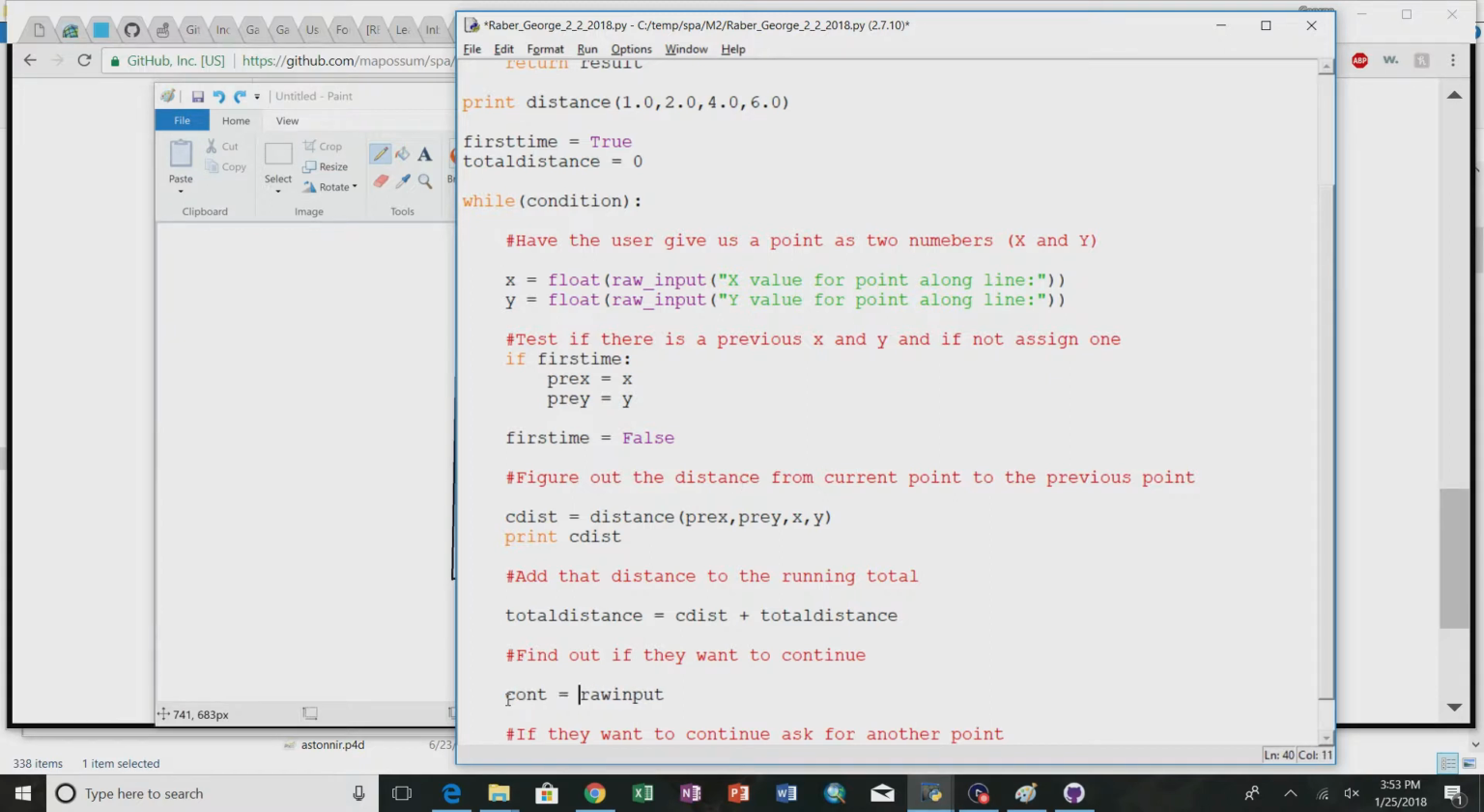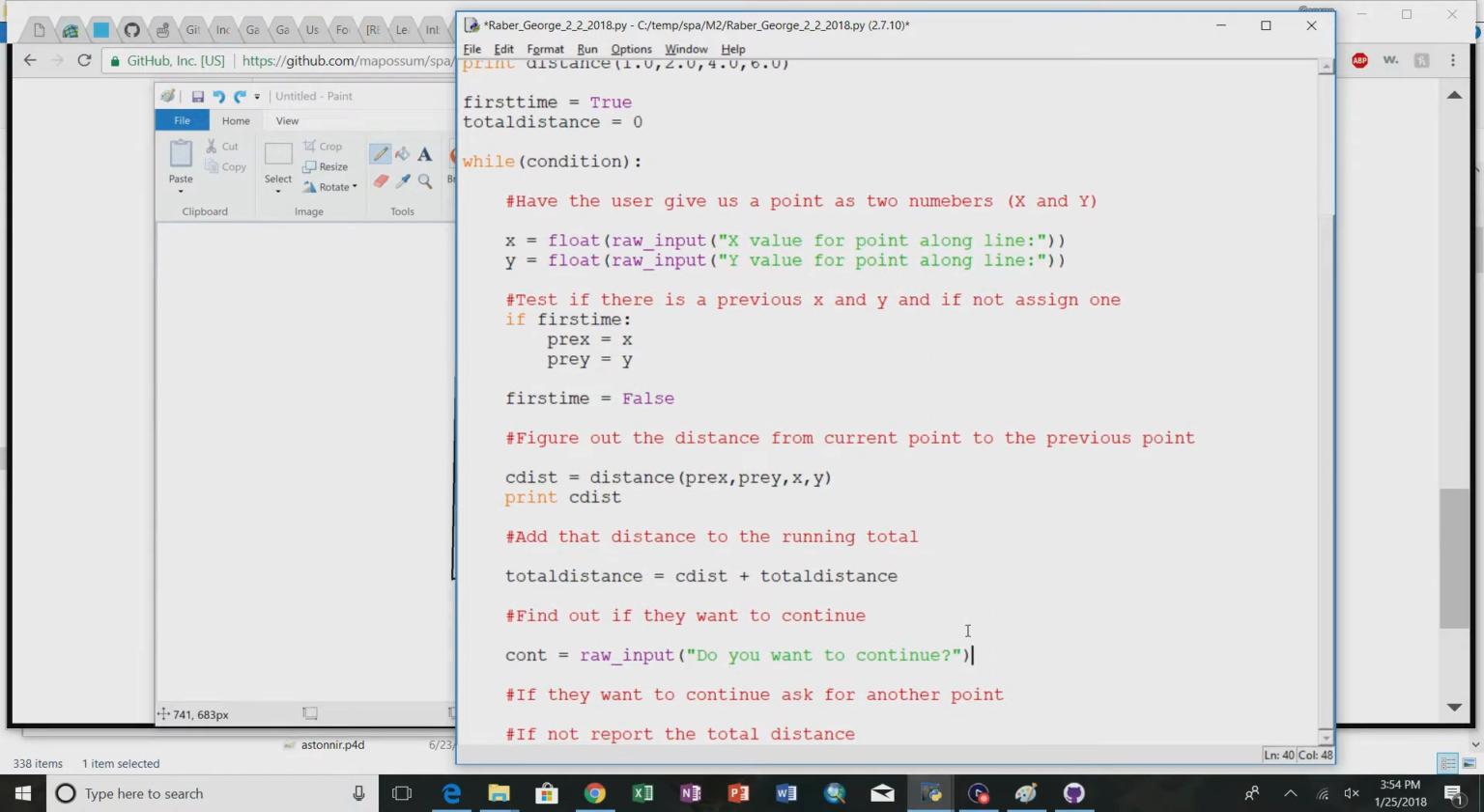I'll just call it CONT for continue. Raw input, raw underscore input. Do you want to continue? Question mark. Quote.